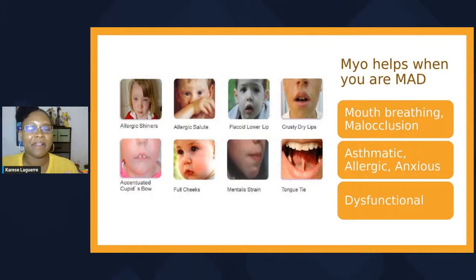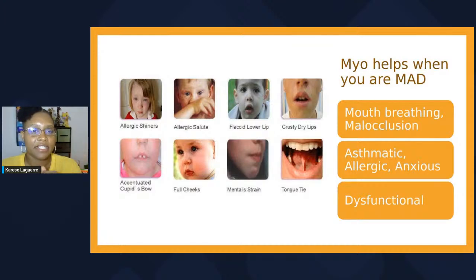Myo likes to help. Myo is very helpful when you are mad, MAD. Now, I like this analogy because when you're mad, you're most likely with the M's, mouth breathing, or you're in malocclusion. You're asthmatic, allergic, or anxious. That would be your A, or you're generally muscular dysfunctional. So you have some sort of oral facial muscular dysfunction, or an OMD, as we would call that. There are a lot of acronyms throughout this field. Don't try to memorize them all. This is just a really good one. It helps MAD: mouth breathing, maloccluding, asthmatic, allergic, anxious, and dysfunctional.